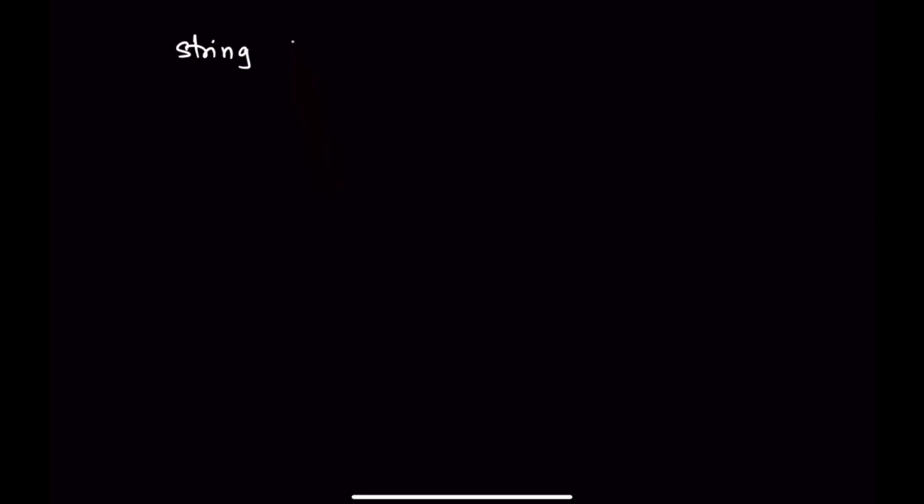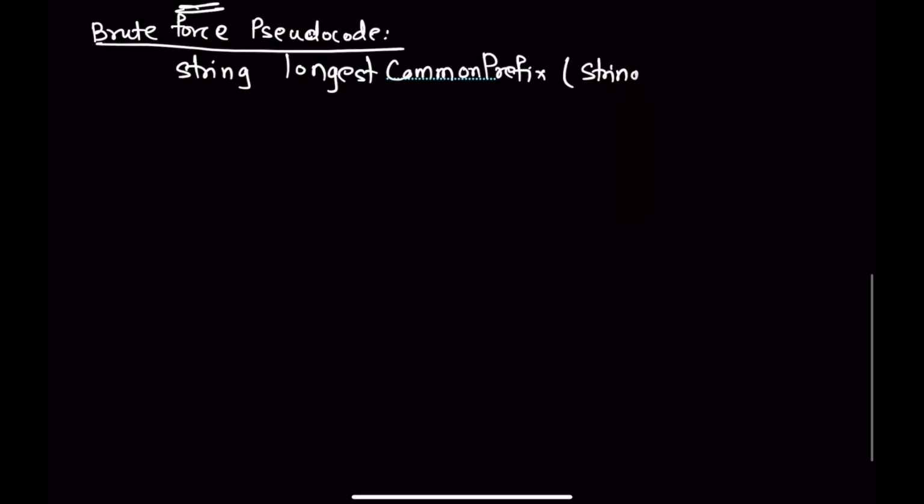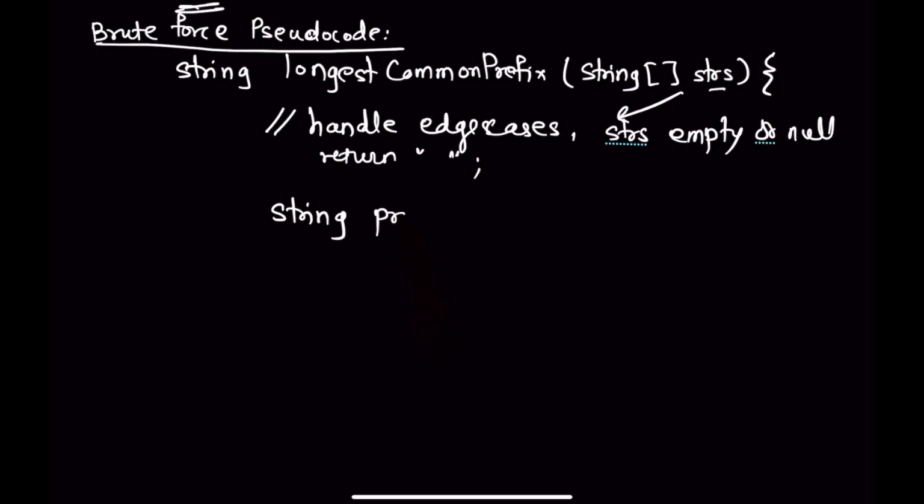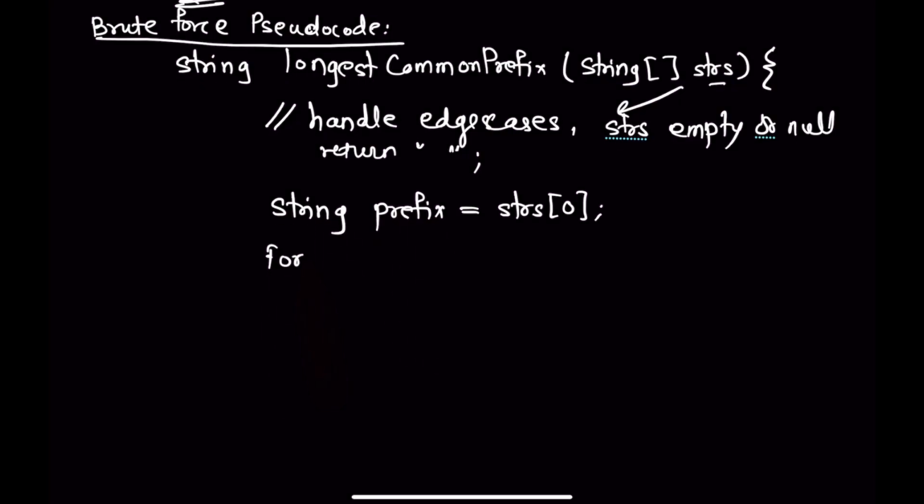We have this method, string longestCommonPrefix, taking an array of strings. I'll handle the edge cases: if the strs is empty or null, then we just need to return an empty string from here itself, because an empty string matches with anything, right? Let's take the first string as the prefix. I will iterate through all the words now, from the next word, right? We don't need to consider the first word again because it is going to match itself anyways.